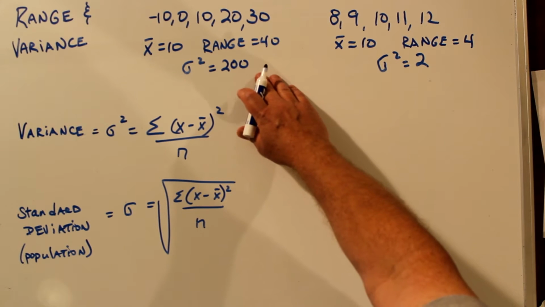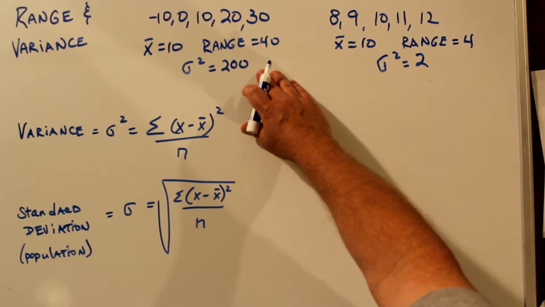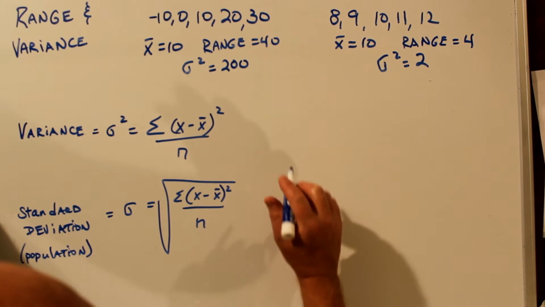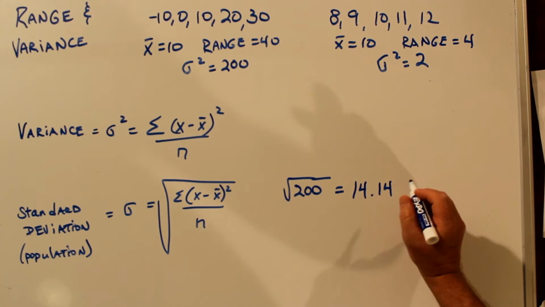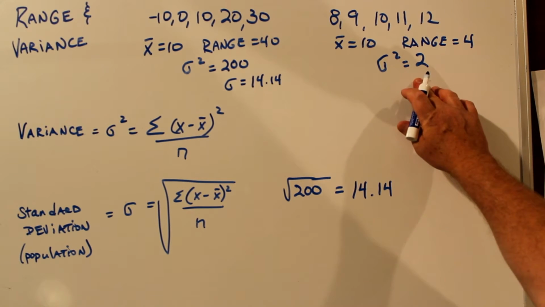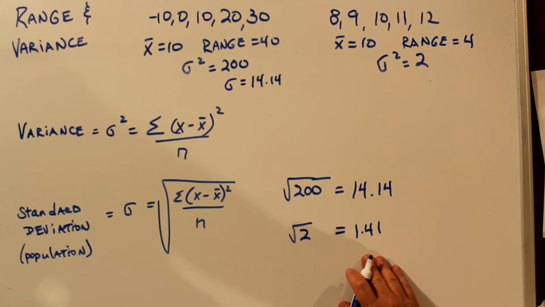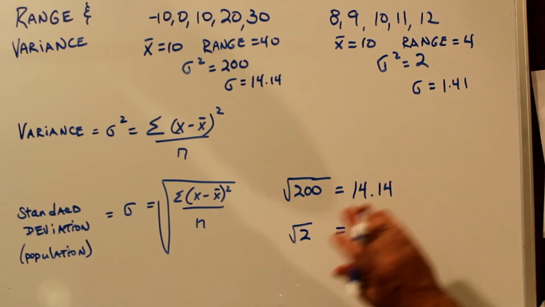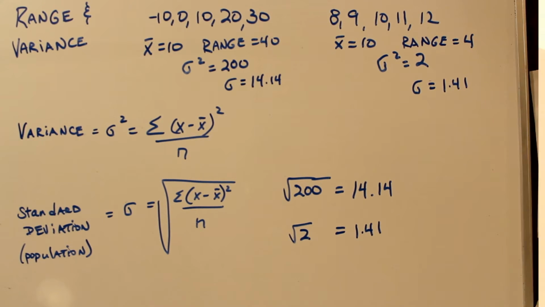Because of that, and we know the variance for each one of these groups, we can now simply find the standard deviation. The standard deviation for the first group would be the square root of 200, or approximately 14.14. And the standard deviation for the second group would be the square root of 2, or approximately 1.41. And that's the relationship between the variance and the standard deviation.